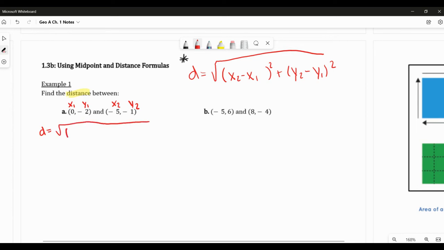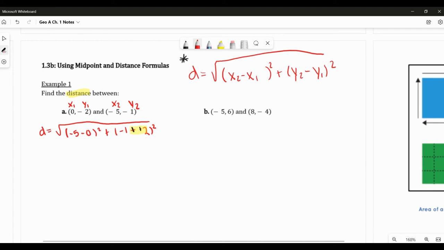You will want a calculator handy for this because it can get a little tricky. So the first thing I'm going to do is subtract my x's. So negative 5 minus 0 squared plus, and I'm going to do my y's, negative 1 minus negative 2 squared. Now, right off the bat, I do notice here that I have a double negative. And so whenever I have double negatives, remember 2 negatives will always make a positive. So that's really plus 2.